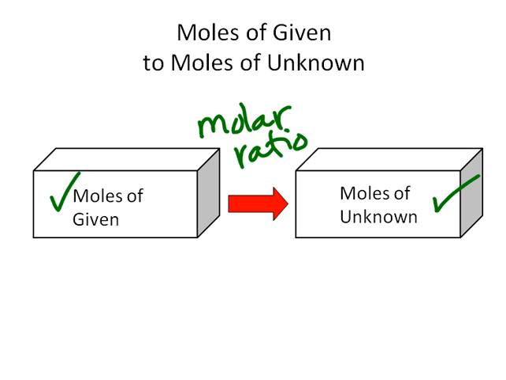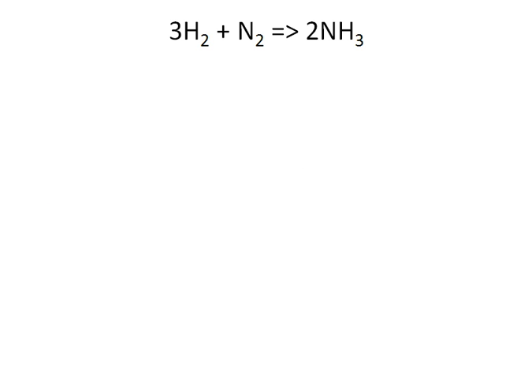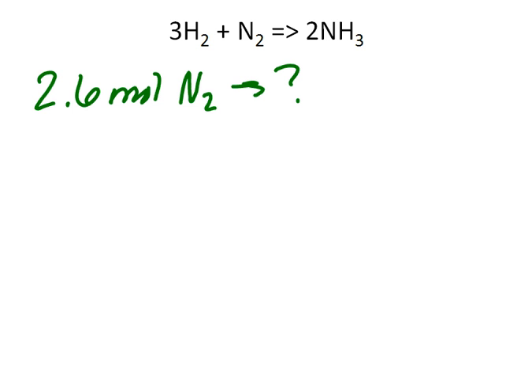Now, what a problem like that would look like is if I had our same balanced chemical equation, and let's say I started off with 2.6 moles of nitrogen gas. I want to know how many moles of ammonia can be made if I start with 2.6 moles of nitrogen gas. Now, I'm going to have a lot more examples.